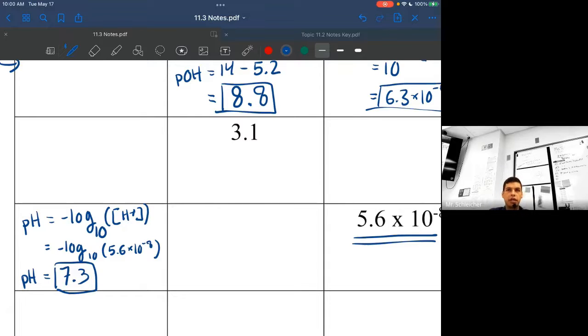Anyone need help at this point with your calculators? You're able to get this number? Awesome. Yes, what's up? Yeah, on that bottom blank, that's where you put 10. And on the right blank, that's where you put that 5.6 times 10 to the power negative 8, and then all of that in parentheses. It's probably already going to be in parentheses. Anyone else have questions on these calculations?